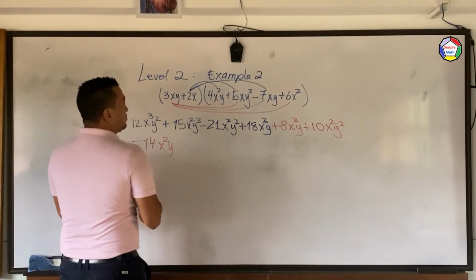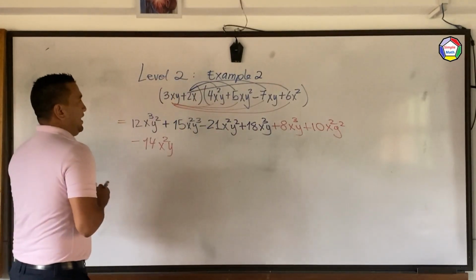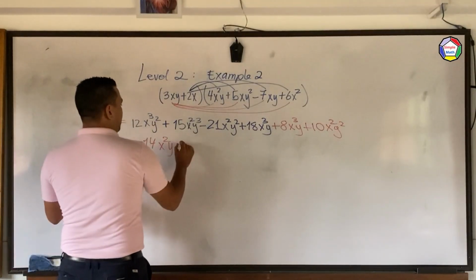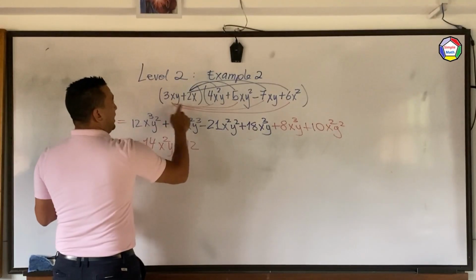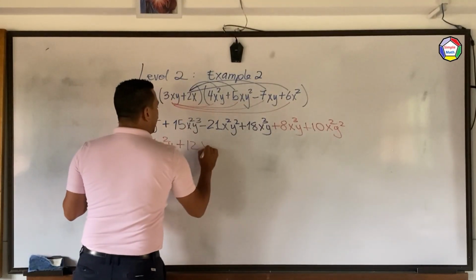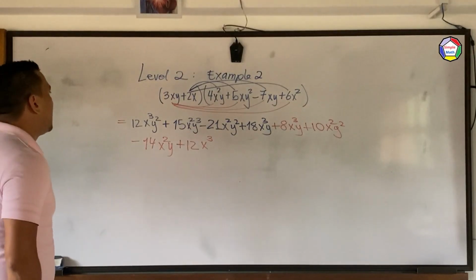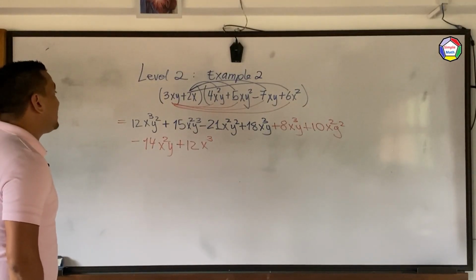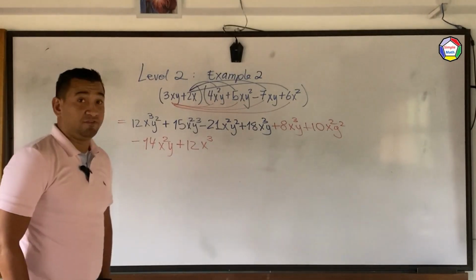And then I'm going to multiply this times the last one. Alright? Positive times positive gives me positive. 2 times 6, 12. X and x2 is x3. Alright guys? That's the way I multiply by using the distributive property.